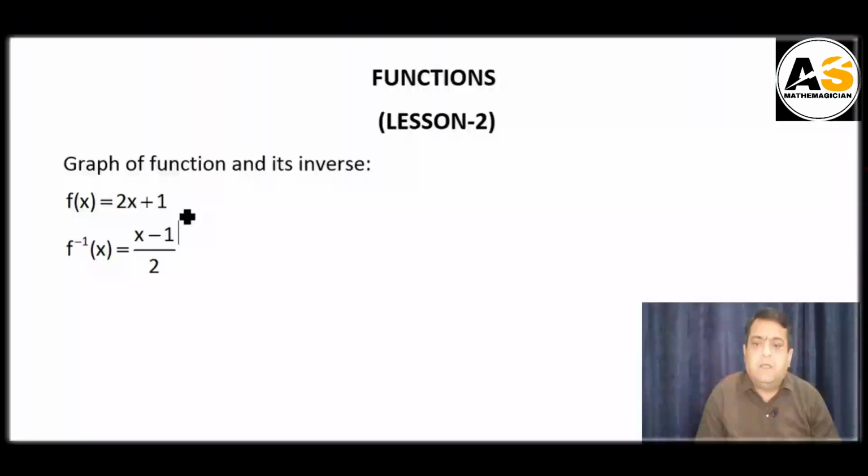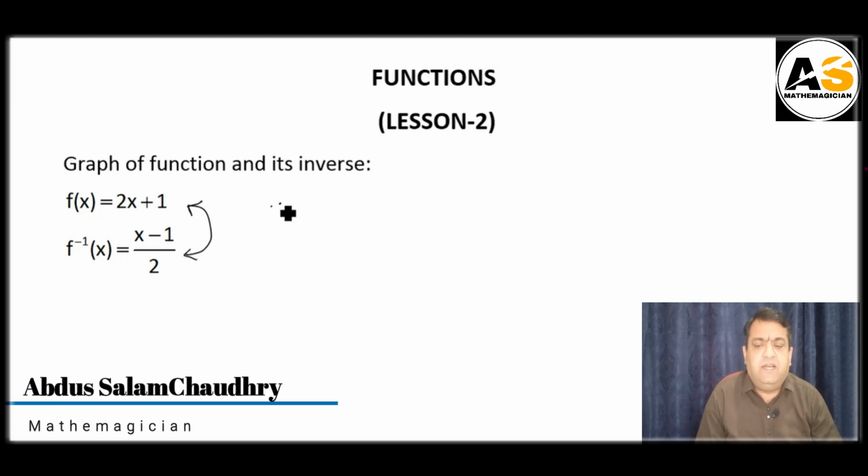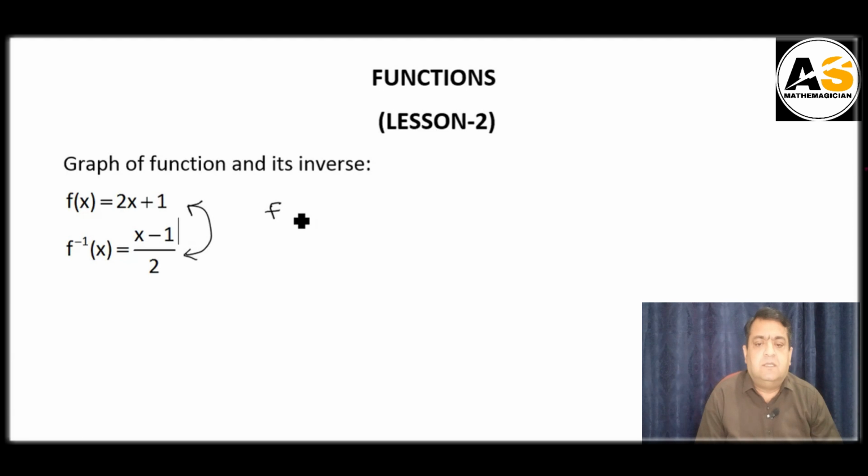Let us start. I have taken one function, f of x is equal to 2x plus 1, and also written its inverse, which is f inverse of x is equal to x minus 1 over 2. I will just find some values for f of x. Let us find f of 1. This will be 2 into 1 plus 1, 3. F of 2 is equal to 2 into 2, 4 plus 1, 5. F of 3: 2 into 3, 6 plus 1, 7. And f of 4 is equal to 9.